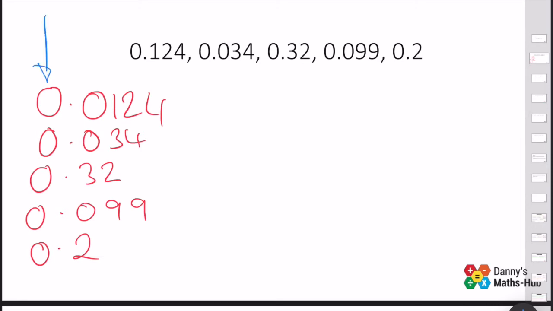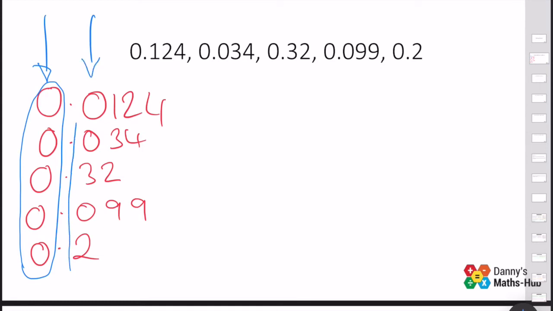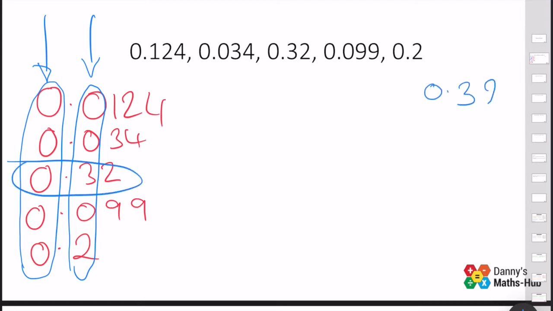If we look down this column, what's the biggest number in this column? Well, they're all zeros. So we now need to look in the next column. Which is the biggest number in this column? 3. Which means this is our biggest number. It doesn't matter what follows it, we just know that's the biggest number because it has the biggest 10th value.